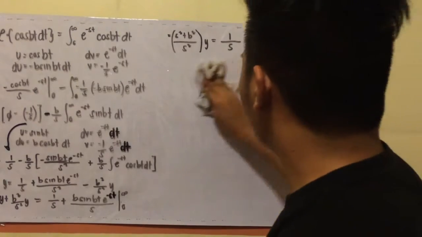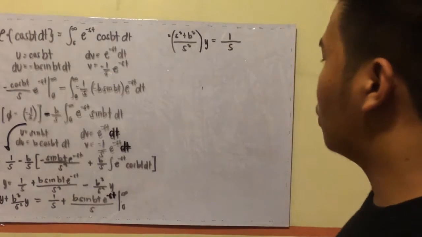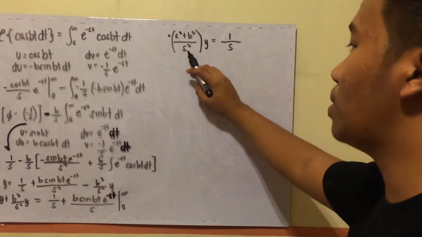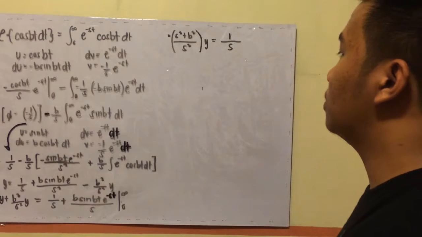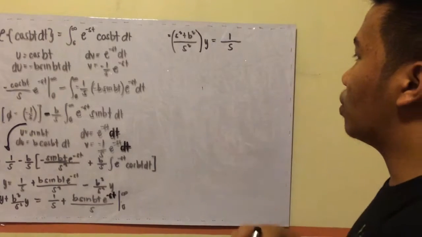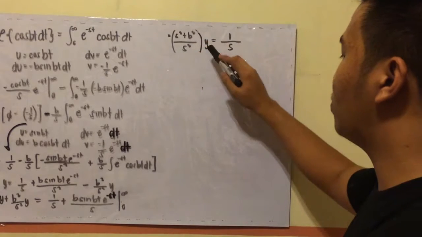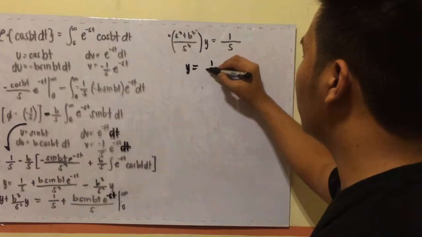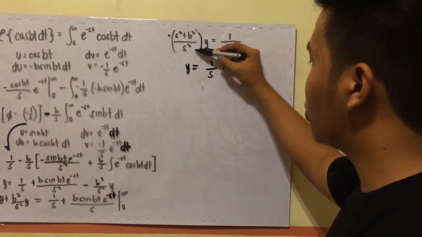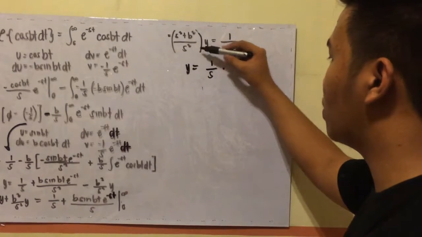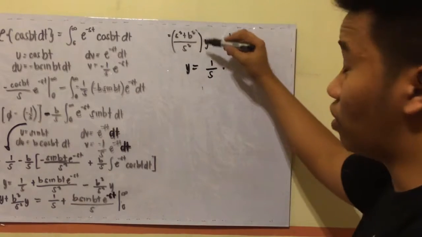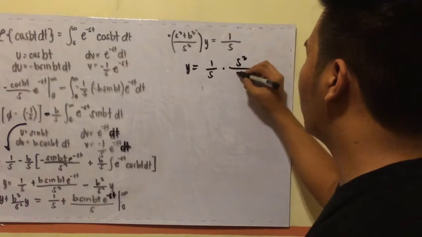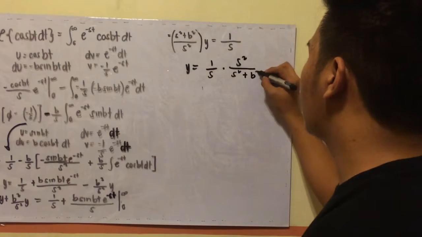We can get this by getting the LCD, or least common denominator, which is s squared. Also, we factored out the y so that we can separate this expression from this variable. So we can transpose this one, so we get y equal to 1 over s multiplied by, if you are transposing an expression like this, get the reciprocal of this one, which would be s squared over s squared plus b squared.